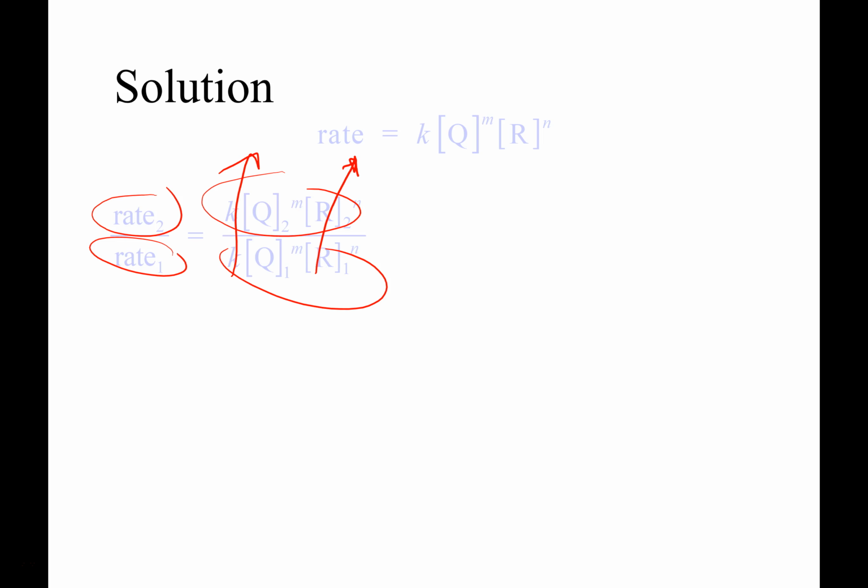So this thing simplifies to this, where the ratio of the second rate to the first rate, now this is our first law of logs, I think, is equal to the ratio of Q2 to Q1 raised to the M power. I don't know, this might not be on here.